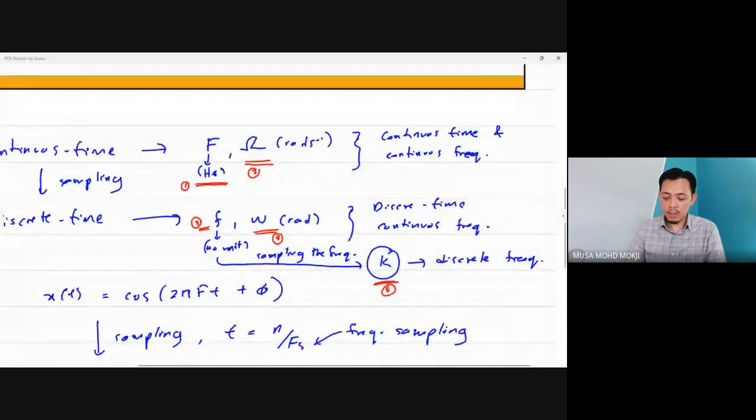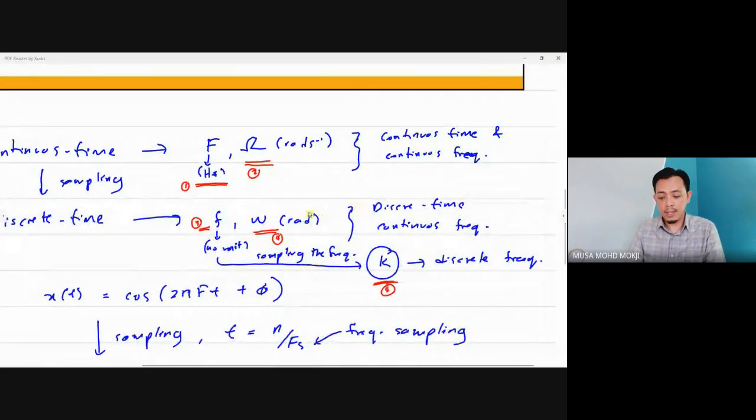So what are those 5 frequency types? We have capital F, which is in unit hertz. This is what we call the physical frequency. And then we have the angular frequency, capital omega, whose unit is radian per second.